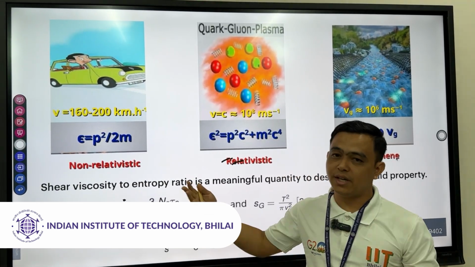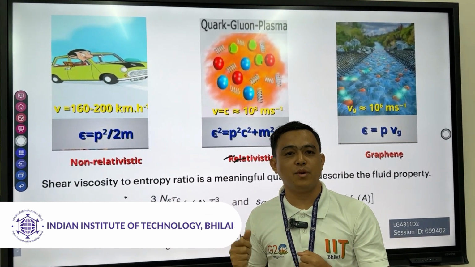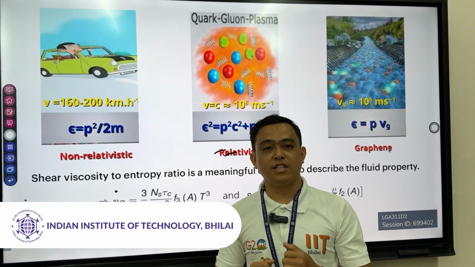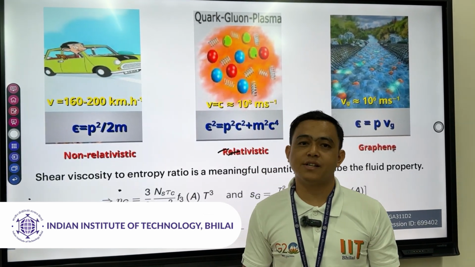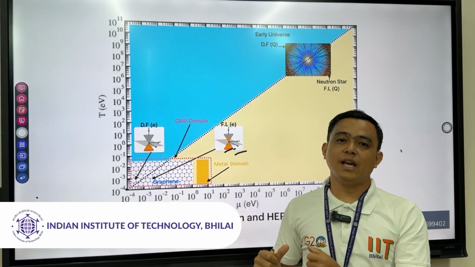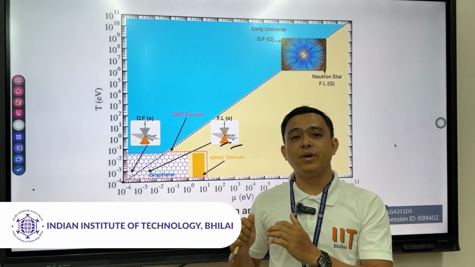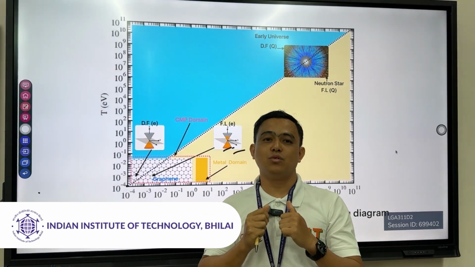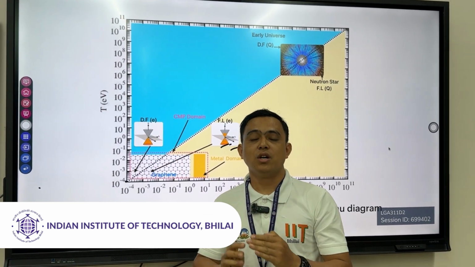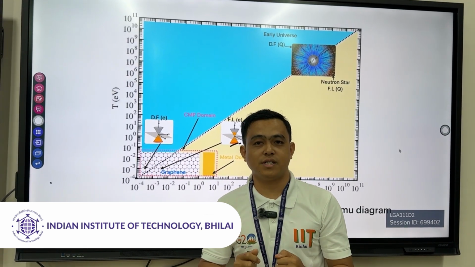Okay, let's go to the explanation of the shear viscosity to entropy ratio. We derive the shear viscosity coefficient from the dissipative part of the energy momentum tensor and the entropy density from the ideal part of the energy momentum tensor. Finally, we get the shear viscosity to entropy density ratio. We will use this expression to compare with the non-relativistic and ultra-relativistic systems.